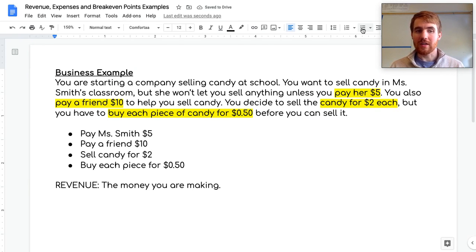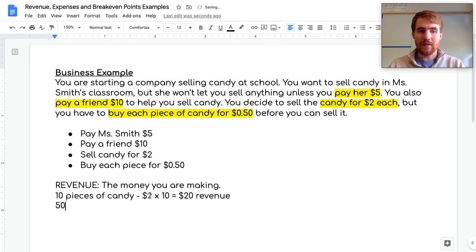Well, let's go through and think about a few examples. If we sell 10 pieces of candy, how much revenue do we have? Well, we can figure this out by noting that we're selling the candy for $2 each and multiplying that by 10 pieces of candy. So in this case, our total revenue would be $20. Now let's say we were selling 50 pieces of candy. Same thing, our revenue is $2 for each piece of candy, because that's the price, times 50 pieces equals $100 of revenue.